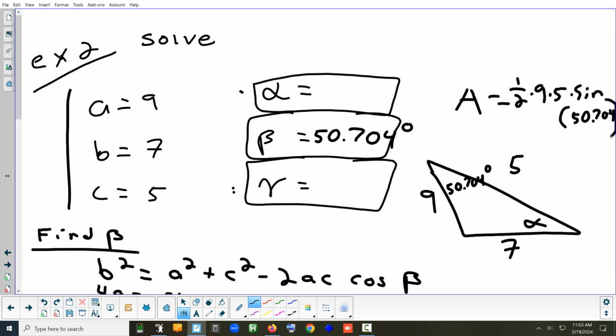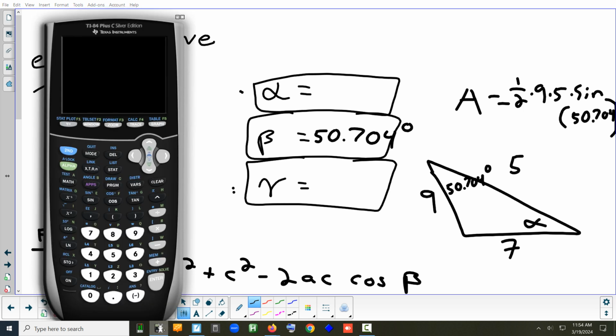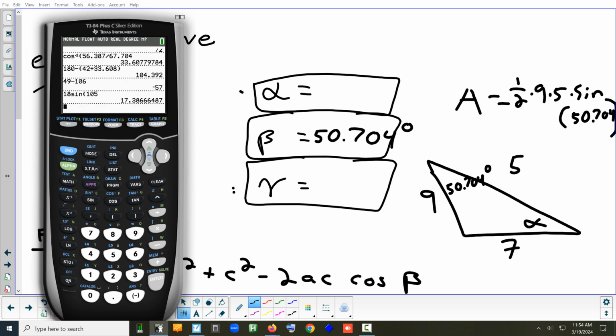We can use it because we know an angle. So let's try it. 9 times 5 is how much? And then half of 45? 22.5. So 22.5 times the sine of 50.704. Okay, so 17.412. Just remember that number for a minute. 17.412.